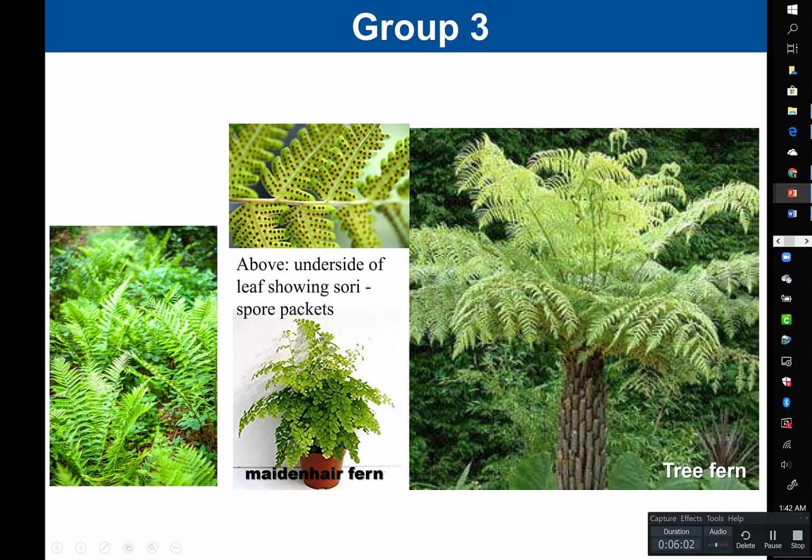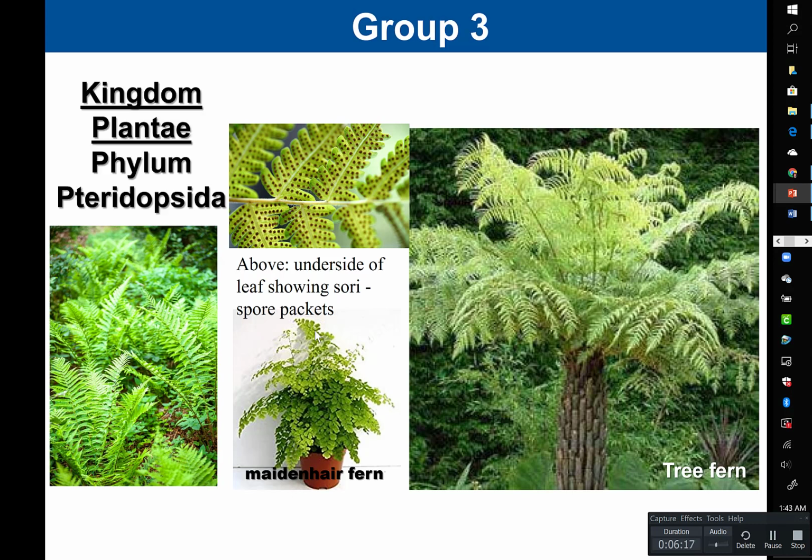So these are basically your ferns. Now, if you look at the classification for number 3, what did you put as your classification? Phylum Pteropsida. So these are our ferns, Pteropsida. The P at the beginning is silent.